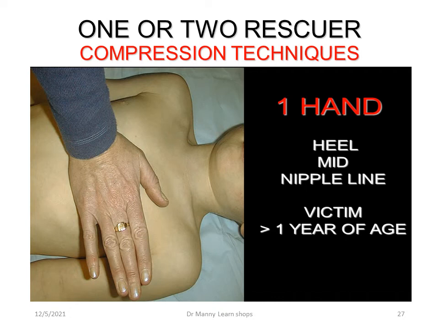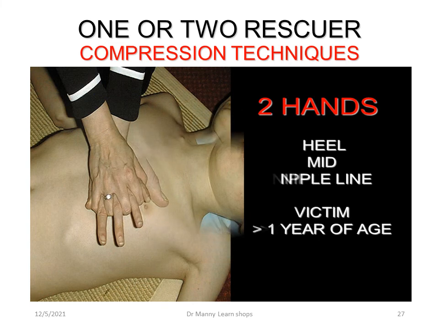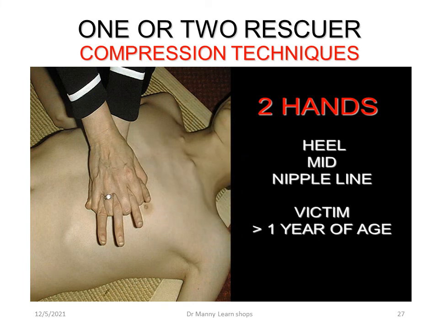Now, as far as the techniques go, you've got 1 rescuer or 2 rescuer compression techniques. One hand, the heel is placed at the nipple line, the intermammary line, and this is used for victims older than 1 year of age. 2 hands, the heel goes in the intermammary line again, for victims greater than 1 year of age. You can use whatever technique you like, 1 or 2 hands, as long as you're comfortable doing it.